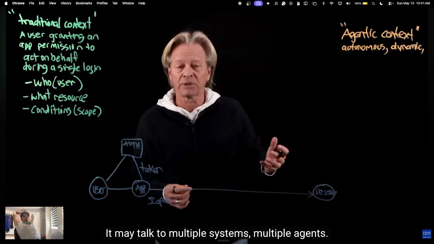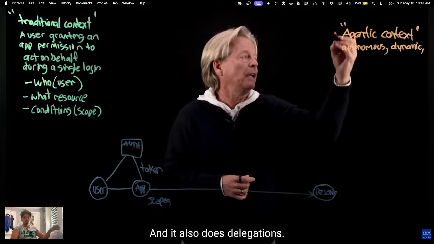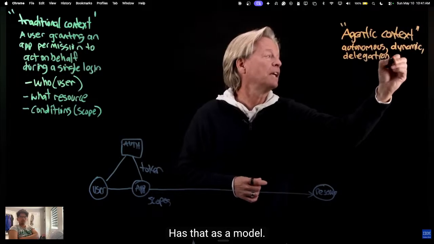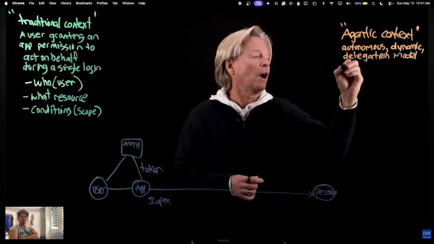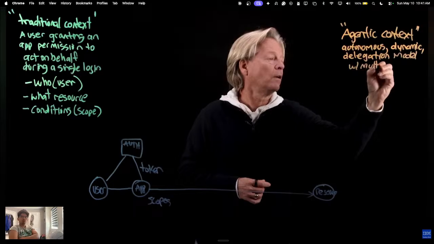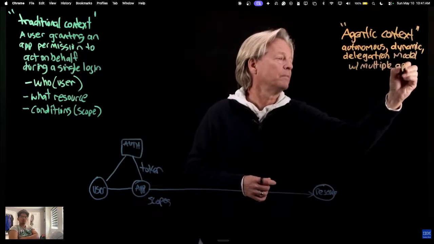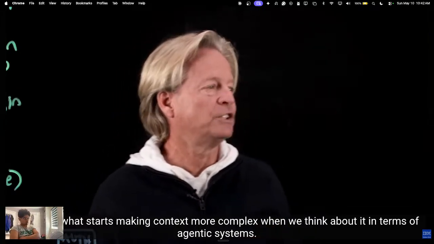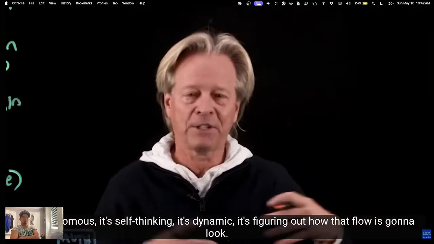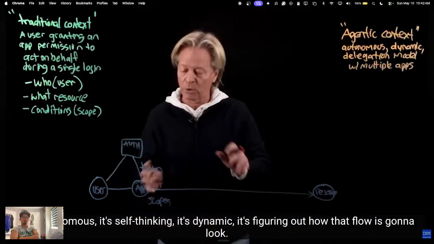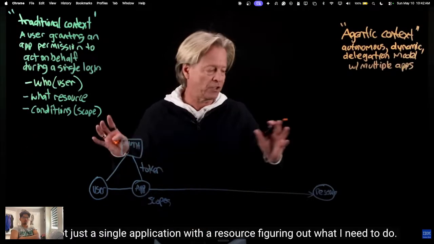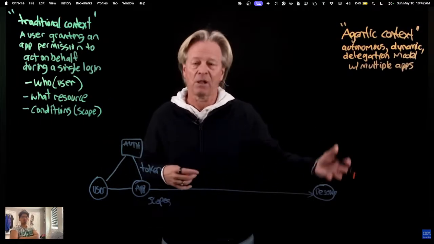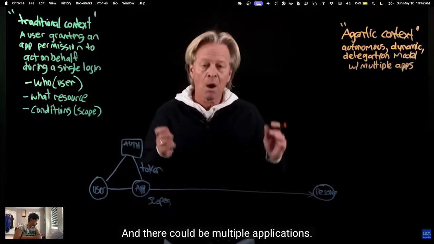It may talk to multiple systems, multiple agents. And it also does delegation, with multiple apps. So this is what starts making context more complex when we think about it in terms of agentic systems. It's autonomous, it's self-thinking, it's dynamic, it's figuring out how that flow is going to look. It's not just a single application with a resource, figuring out what I need to do. It's delegation, it delegates on behalf of me, it delegates down the flow. And there could be multiple applications.